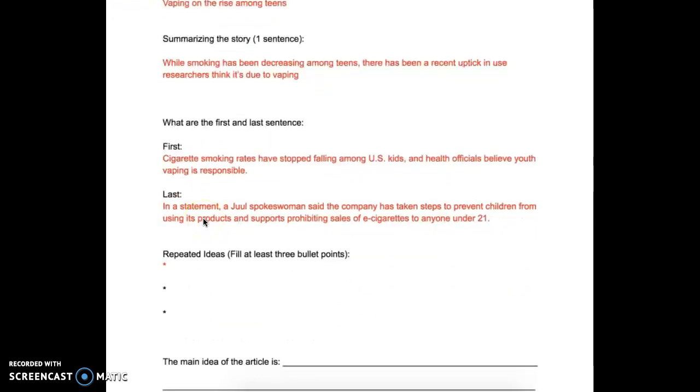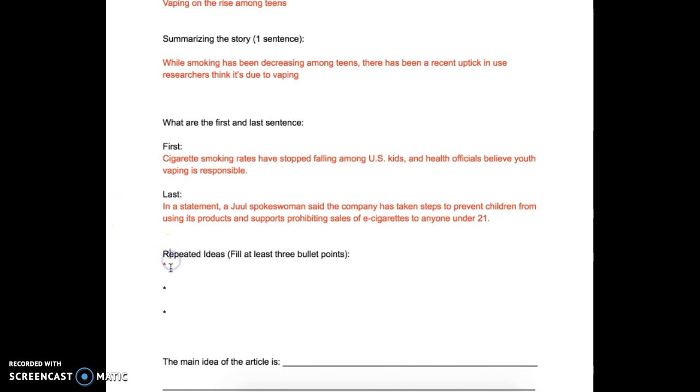The first sentence: cigarette smoking rates have stopped falling among U.S. kids, and health officials believe youth vaping is responsible. In a statement, a Juul spokeswoman said that the company had taken steps to prevent children from using its products and prohibits sales of e-cigarettes to anyone under the age of 21.